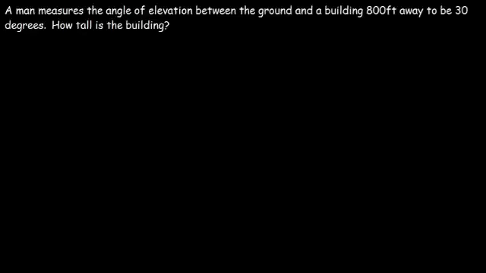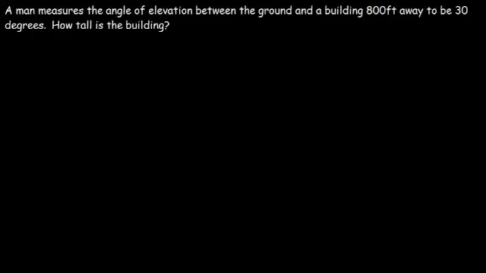In this video, we're going to focus on solving word problems, typically angle of elevation and depression word problems. Let's start with this one. A man measures the angle of elevation between the ground and a building 800 feet away to be 30 degrees. How tall is the building?